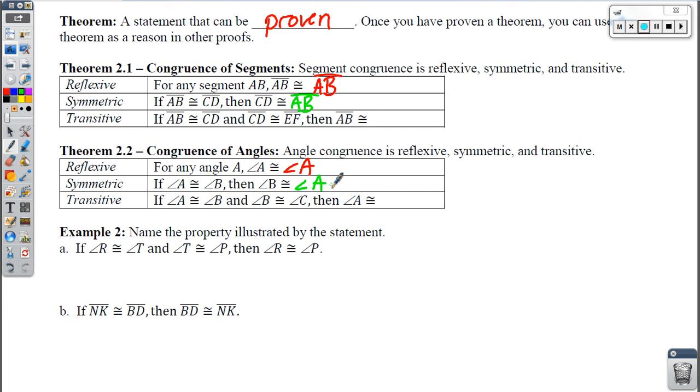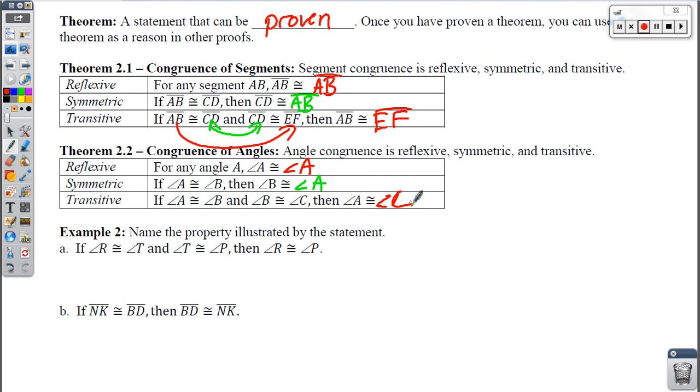And then the transitive property deals with the fact that you have two equations or two congruent statements that have one side of them the same, one piece is the same. So if AB is the same as CD and CD is the same as EF, then AB must be the same as EF. That must be true. Because if two things are the same as something else, then those two things must be the same thing. And we can do the same thing with angles.